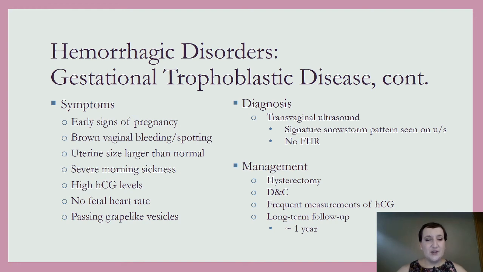When we do a vaginal ultrasound, we're not going to have any fetal heart rate. We're not going to be able to pick up anything there. And then the passing of the grape-like clusters, obviously that is going to refer to what we're actually seeing inside of the uterus. When we do a transvaginal ultrasound looking for that fetal heart rate, we're going to have this signature snowstorm pattern. It's a very specific pattern that is able to be picked up on the ultrasound and does not even have to be read by radiology.